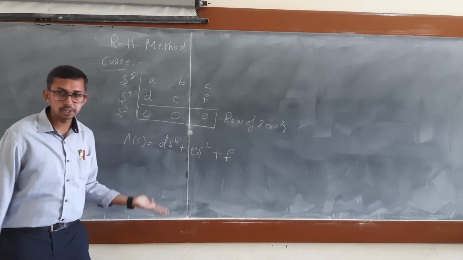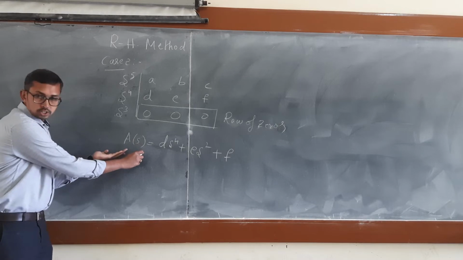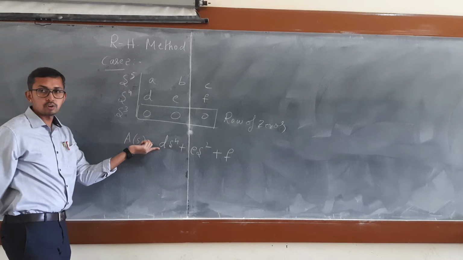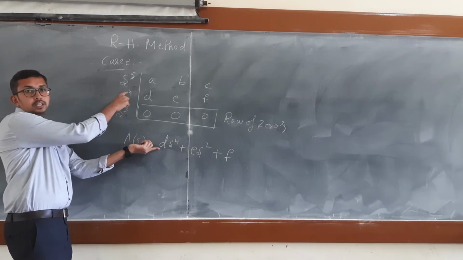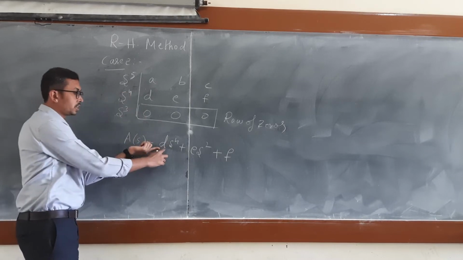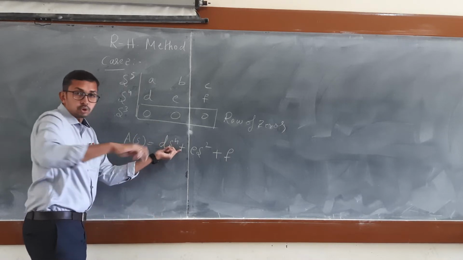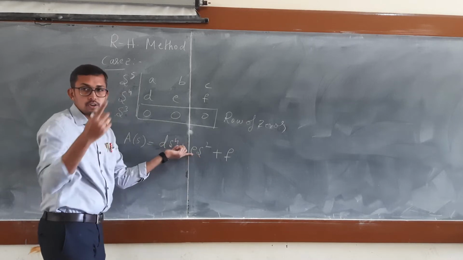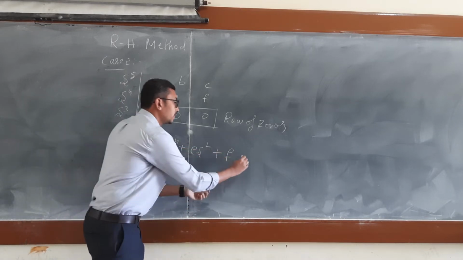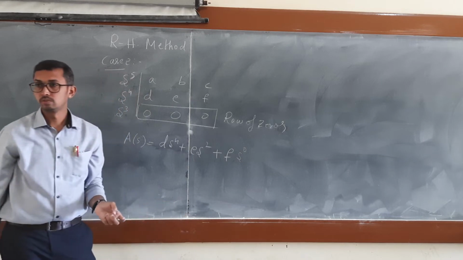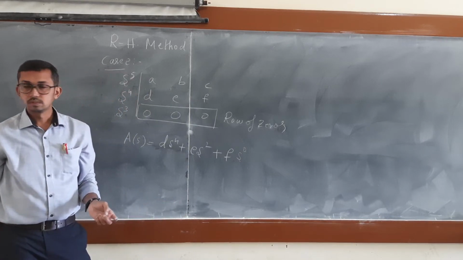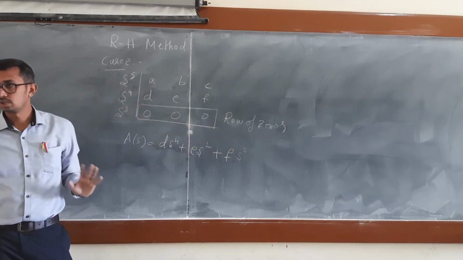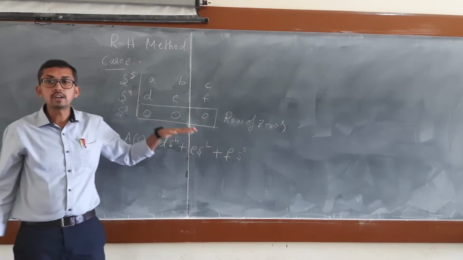So I am going to write the equation. The auxiliary equation is equal to d s to the power of 4. Why is it d s to the power of 4? Because the highest order is s to the power of 4. So d s to the power of 4 plus, we are going to write alternate terms, so next will be e s to the power of 2 plus f s to the power of 0. So 4 to 0, alternate. Did you get it?